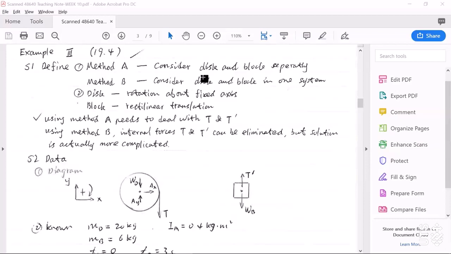If we consider the disk and the block separately, then that means we have to deal with the tension force in the cord, T and T prime. If we consider the disk and the block altogether in a system, then this T and T prime will be a pair of internal forces, so they can be eliminated.